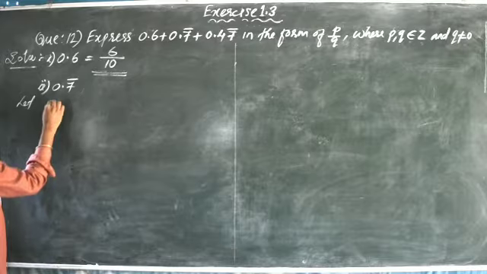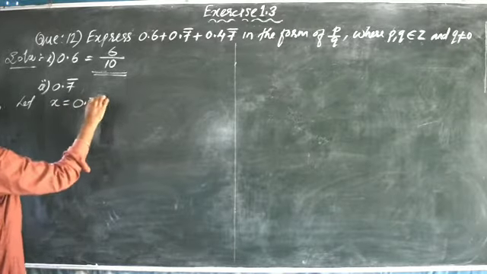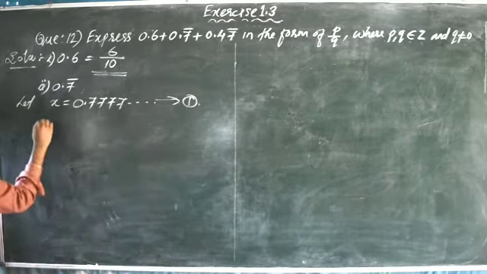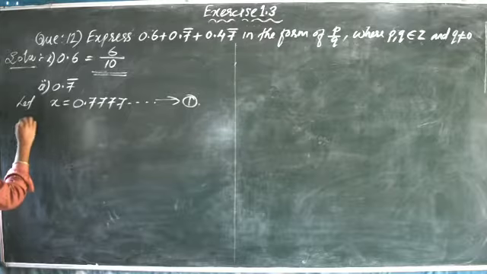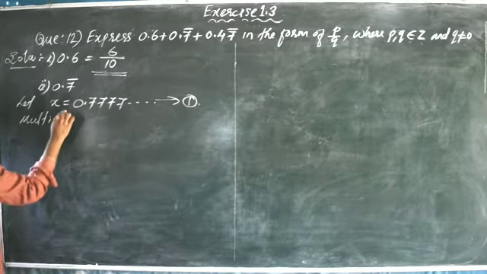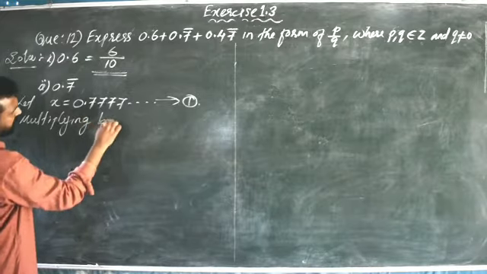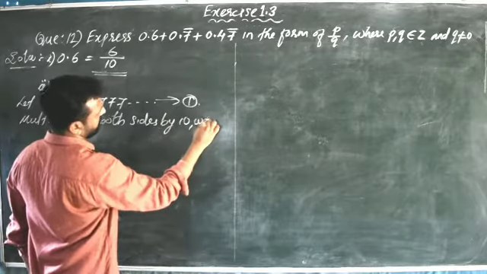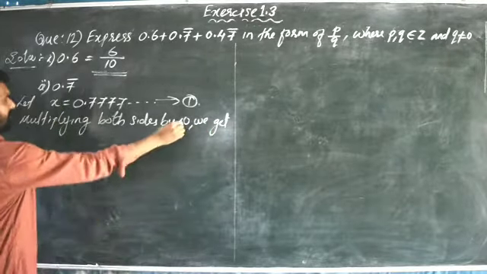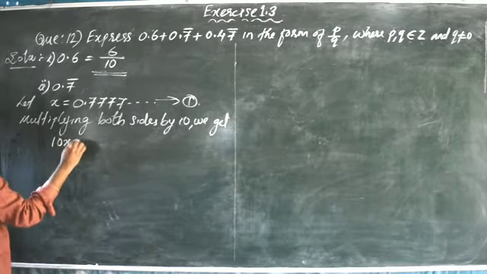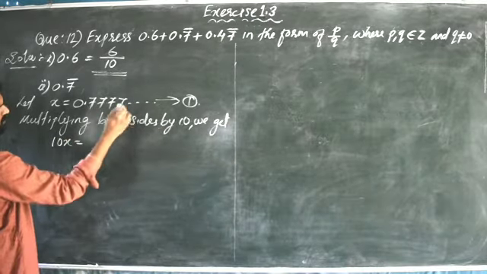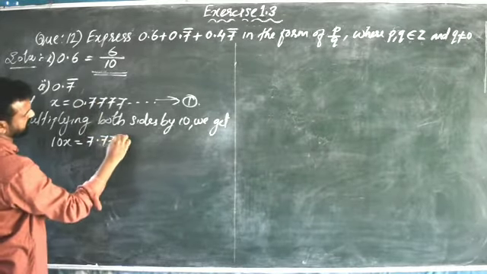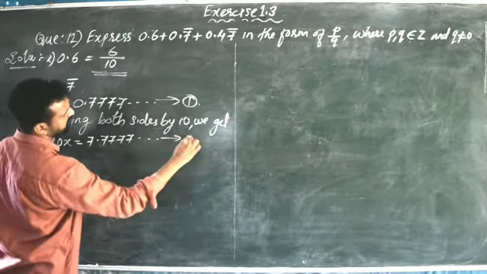So we will take x is equal to 0.7777 etc. That we will write as equation 1. After that, multiplying both sides by 10, we get 10 into x, that is 10x, is equal to 10 into 0.7777 etc. The decimal point will go one place to the right, so it becomes 7.7777 etc. That we will write as equation 2.